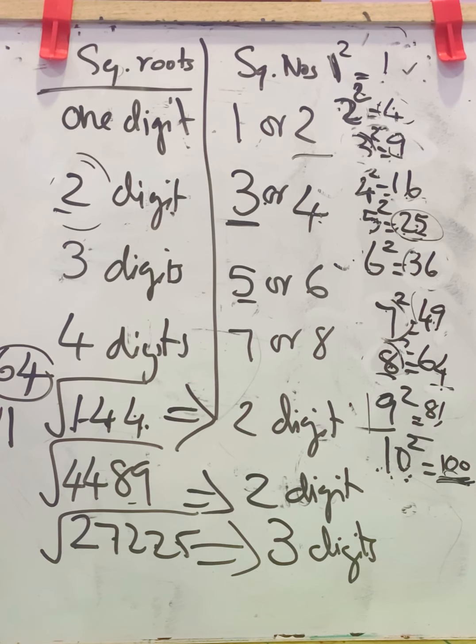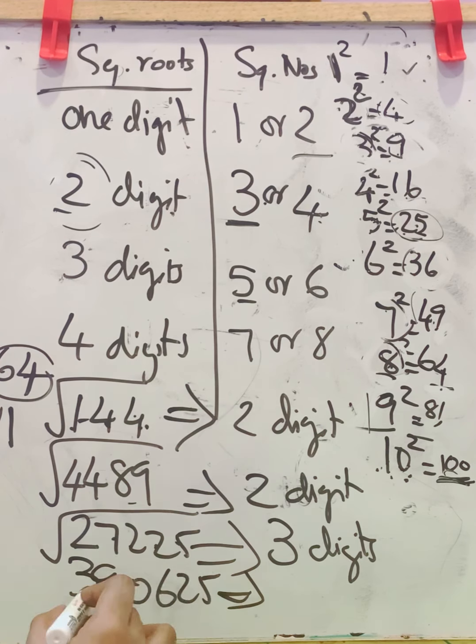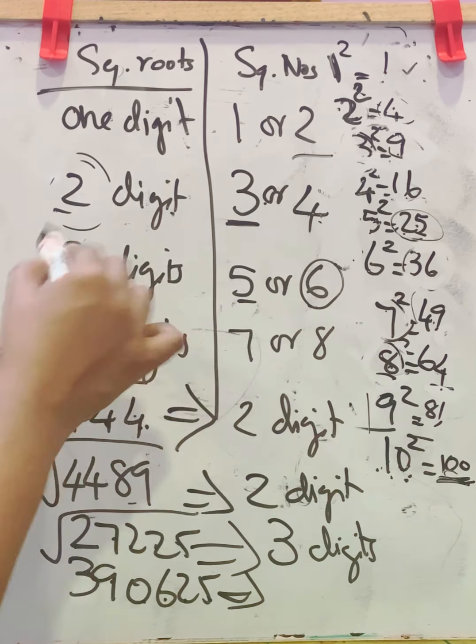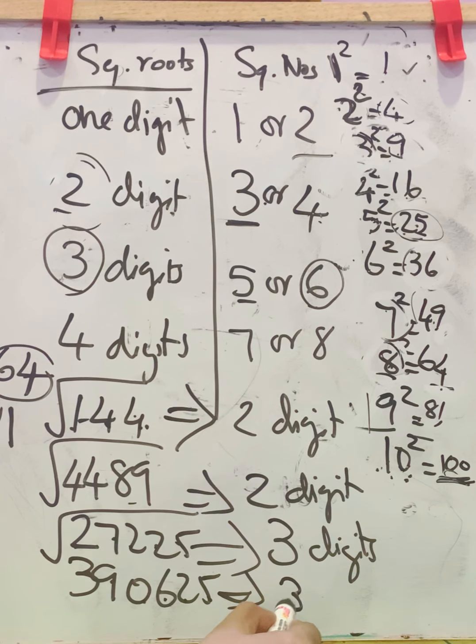Okay. Now the last question in that set is 390625. How many digits in the square number? 1, 2, 3, 4, 5, 6. 6 digits in the square number. Then the square root will have 3 digits.